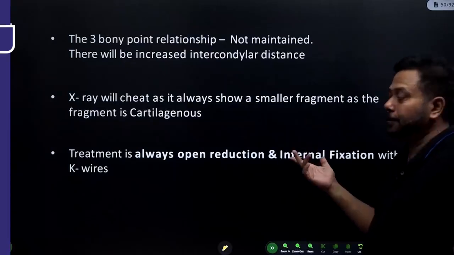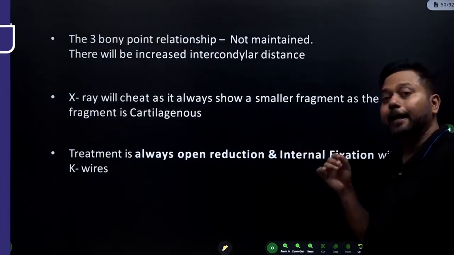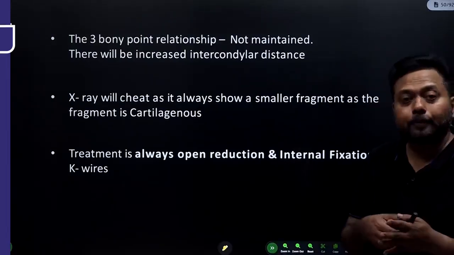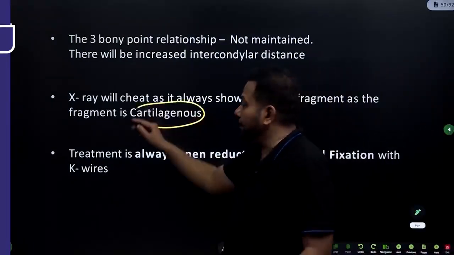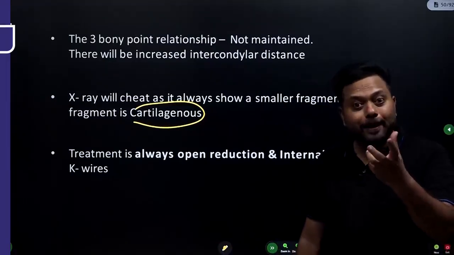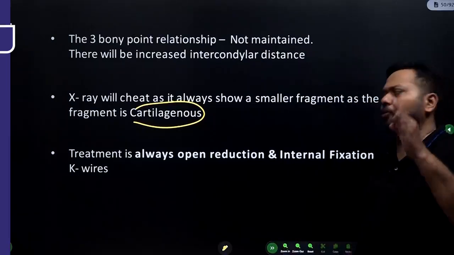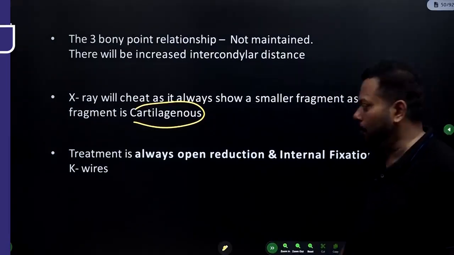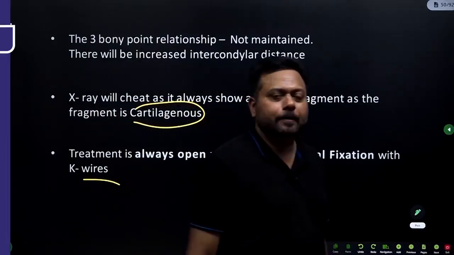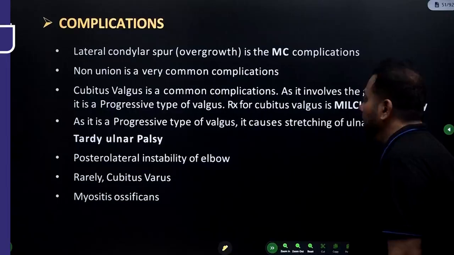X-ray will cheat us as it always shows a smaller fragment of the lateral epicondyle, because it's a growing bone, no? So most of the fragments are cartilaginous. So in X-ray it appears very small. When you open, the cartilage appears bigger. It's a very technical point. Treatment is always open reduction internal fixation with K-wire. That is why this is called fracture of necessity. 100% surgery is necessary.